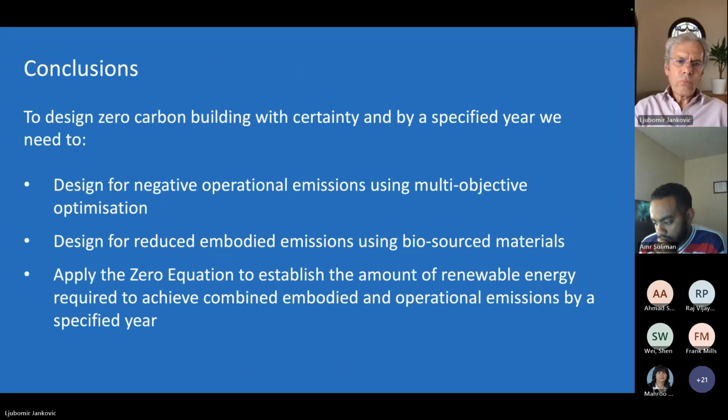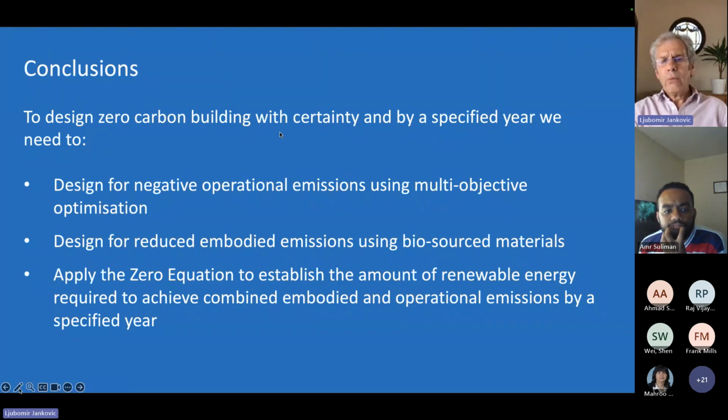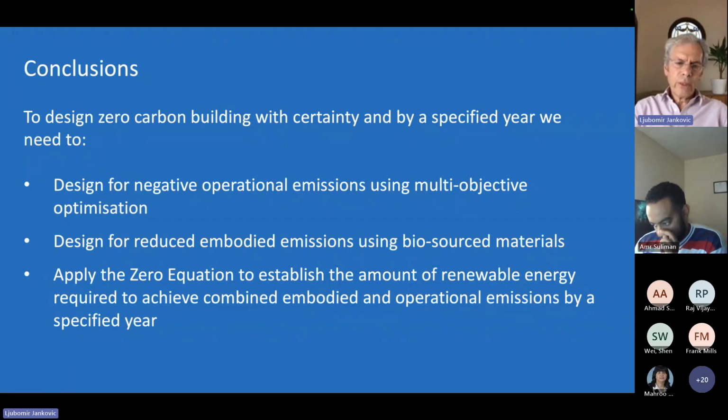And therefore, to conclude, to design a zero carbon building with certainty and by a specified year, we need to design for negative operational emissions using multi-objective optimization, design for reduced embodied emissions using biosourced materials, and apply the zero equation to establish the amount of renewable energy required to achieve zero combined embodied and operational emissions by a specified year.